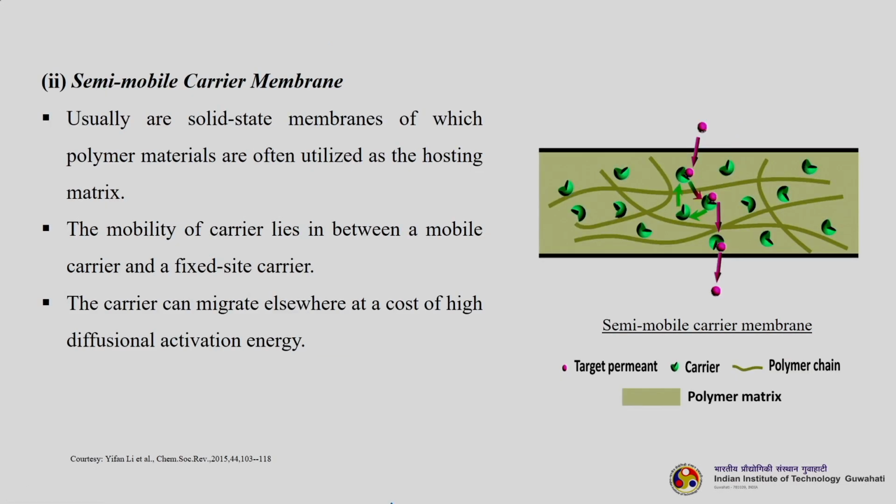Here the membrane is a polymeric membrane. You can see these are the polymer chains, this is your carrier and this is again your permeate, or the solute. These are solid state membranes, often utilized as the hosting matrix, mostly polymeric membranes. The mobility of the carrier lies in between a mobile carrier and a fixed site carrier. The carrier can migrate elsewhere at a cost of high diffusional activation energy.